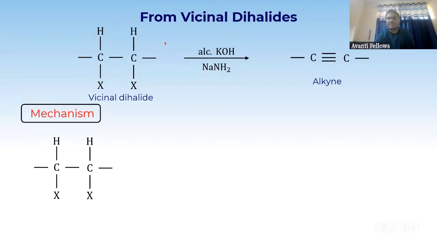So let's see the mechanism behind this reaction, how this reaction proceeds. We have a vicinal dihalide. And when we treat this vicinal dihalide with KOH, we all know that K has a positive charge and OH has a negative charge. So here OH acts as a nucleophile.